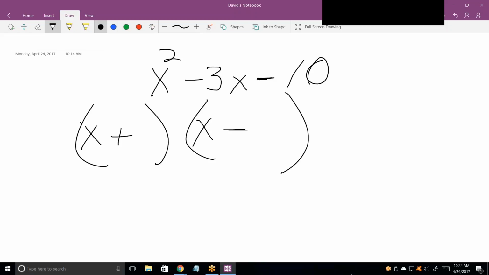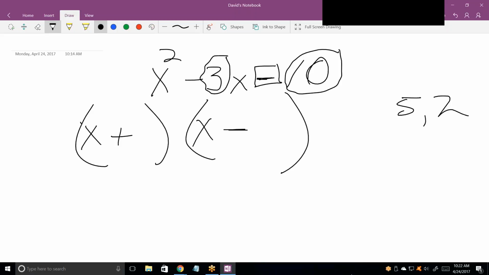Now, step 3 is factors of 10 that subtract to the number 3. Well, again, it's 5 and 2, but now I have to figure out which side the 5 goes on and which side the 2 goes on. Well, the 3 is negative, so the bigger number goes with the sign of the middle. That's the 4th rule.